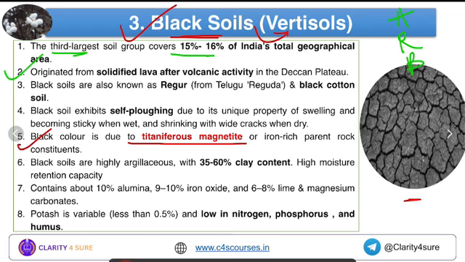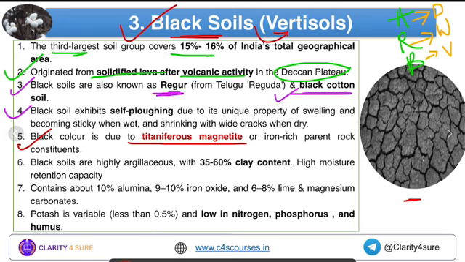It originated from solidified lava after volcanic activity in the Deccan Plateau or the Central Plateau region of the subcontinent. So again, let's revise. Alluvial soil is formed because of the deposits coming with the water of rivers. Red soil is because of weathering of crystalline and metamorphic rock, and black soil is because of volcanic activities. The black soil is also called the regur or the black cotton soil. Why? Because it is really suitable for the cultivation of cotton crop. Next is the important part, that is its self-ploughing ability.